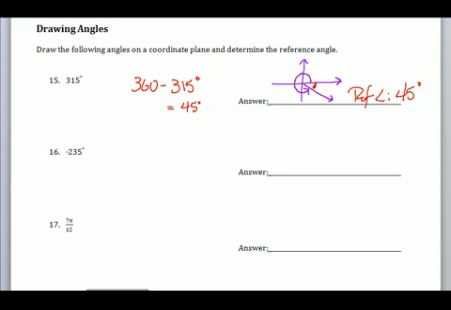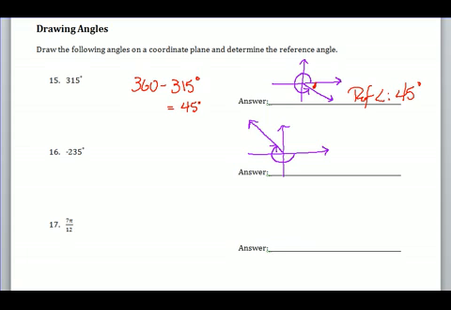Next question, negative 235. So again, we're always starting at the positive x-axis. It's negative, so I'm going to be moving in a clockwise direction. I'm going to go down 90, 180, but not all the way to 270. So somewhere here in quadrant 2, we have negative 235 degrees.